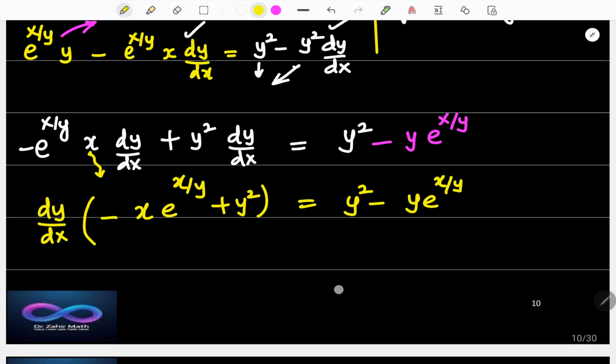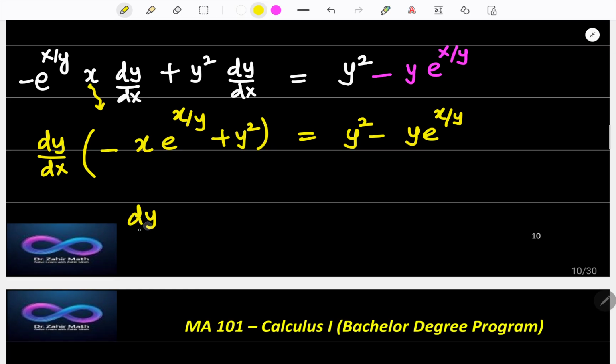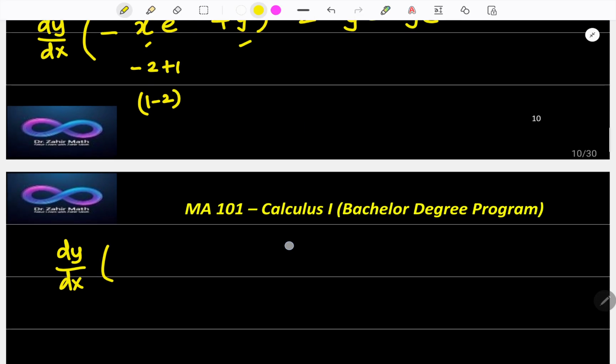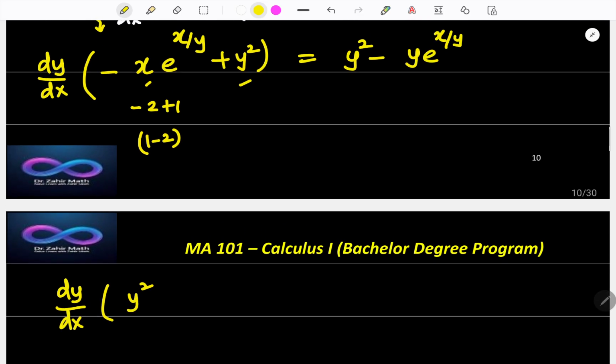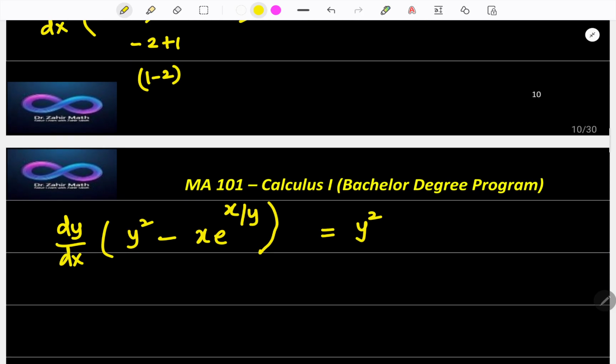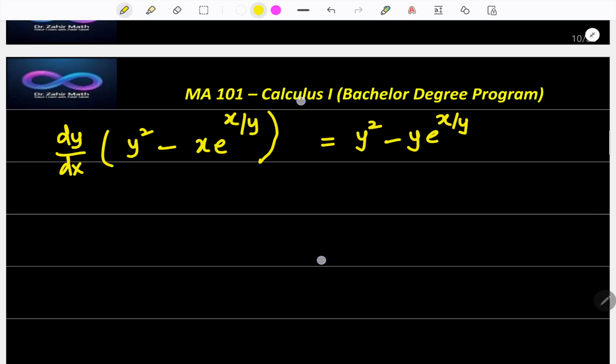Okay, everybody? Right. Now, this is not in good form. I will write it in a good form: dy by dx, bracket open. I will write this on the next page so that it is easy for you. So I write dy by dx. I write minus x e power x by y plus y square. It is not good; y square minus x e power x by y is a good shape, right? So first I will write this term, then I will write this term. So y square, and then minus x e power x by y, which is equal to y square minus y e power x by y. Am I right? Yes.